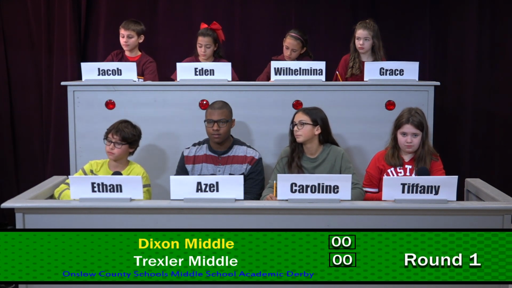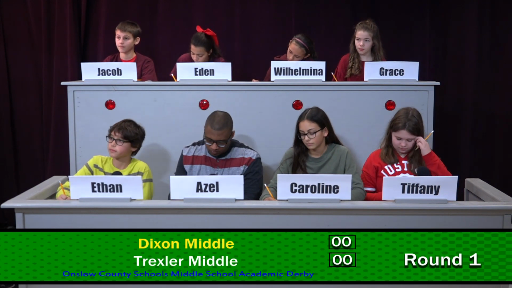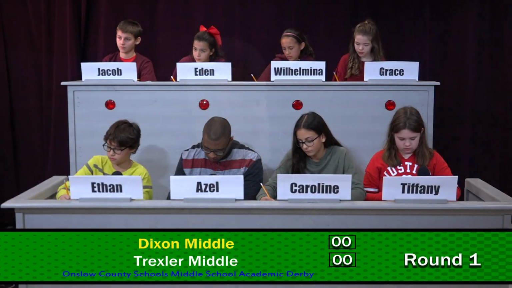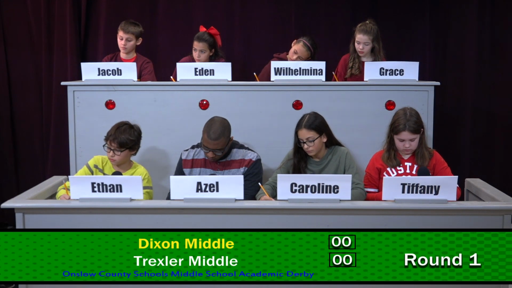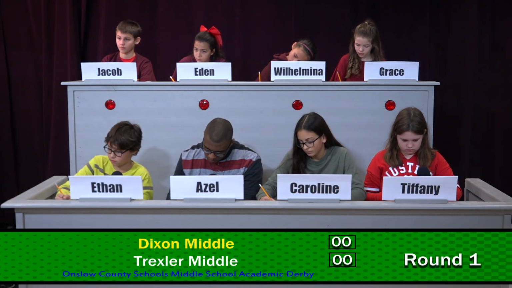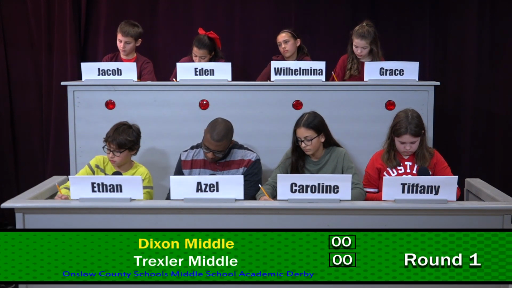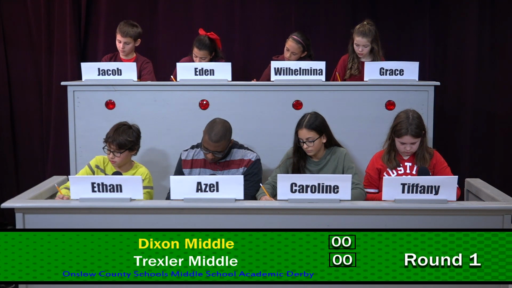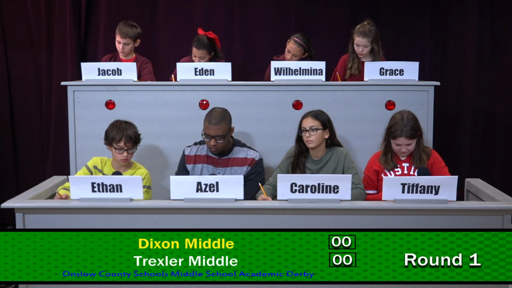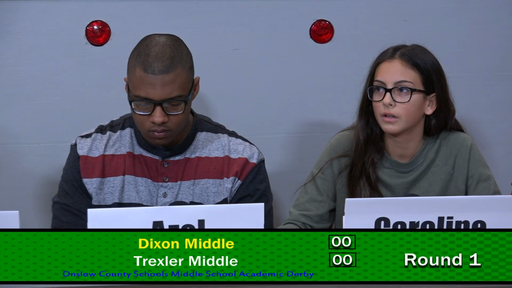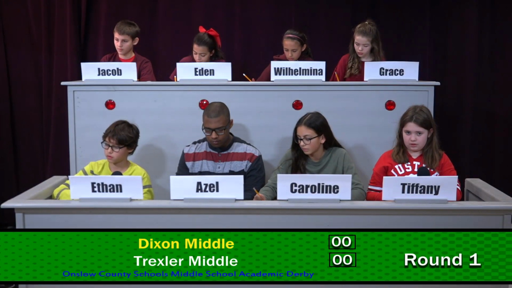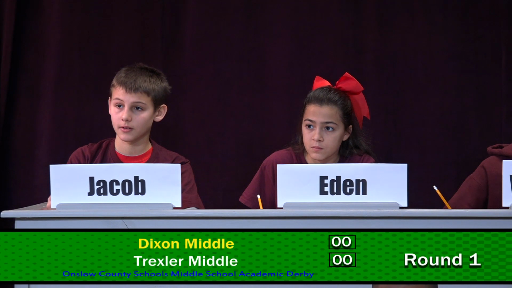All right, Trexler, we've got a math question for you guys now, so pencil and paper ready. Read it twice, and you have some extra time to come up with an answer. What is the perimeter of a triangle if the sides are in a 2, 3, 4 ratio and the longest side is 12 meters? Caroline. 33. 33 is incorrect. Dixon? Jacob. 27. 27 is correct.